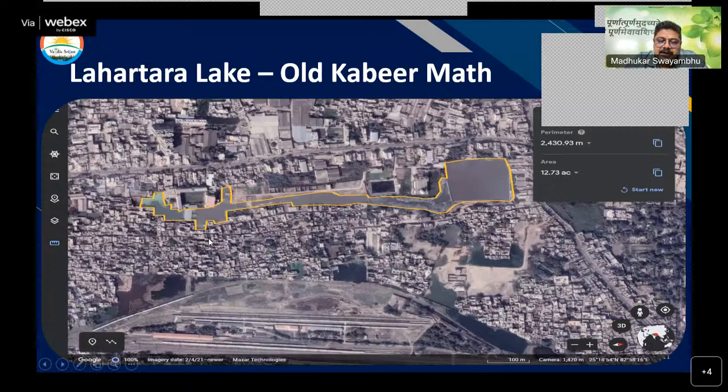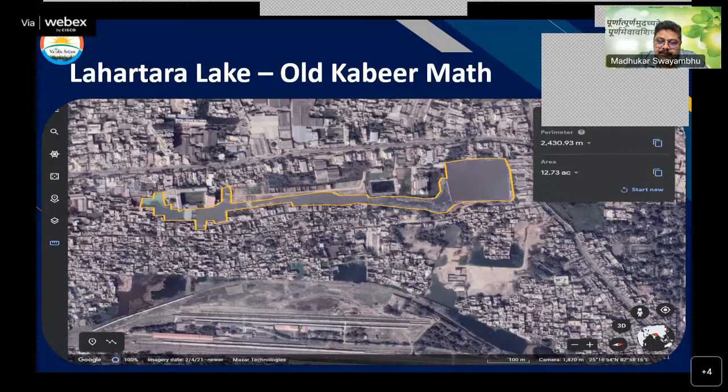Now, this entire area used to be a 40-acre wetland way back in 1498, which has been grossly encroached by human habitation. You can see colonies all around. And this water body is now actually transformed into a collection of sewage, because untreated sewage from 20,000 homes used to land into this particular water body.